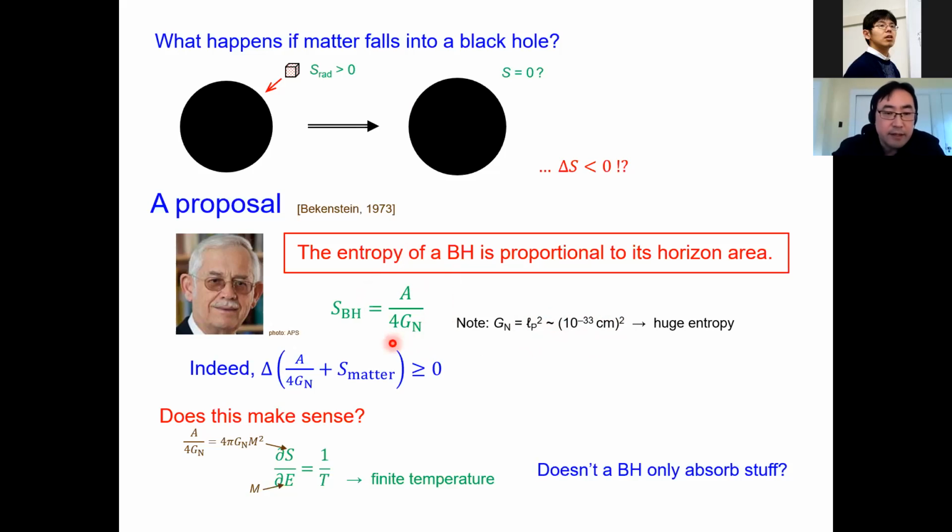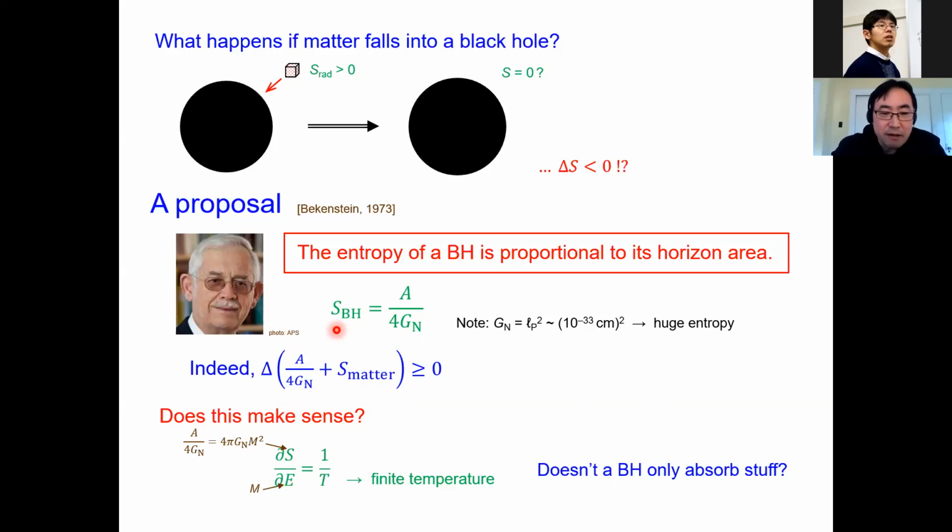Indeed, he could show essentially that if you sum up this entropy of a black hole and that of matter, in this case radiation, the sum of these two quantities is monotonically increasing or stays the same, I mean, it's non-decreasing. The exact proof had to wait some decades, but essentially that's the message, and he essentially showed that. But then, does it make sense?